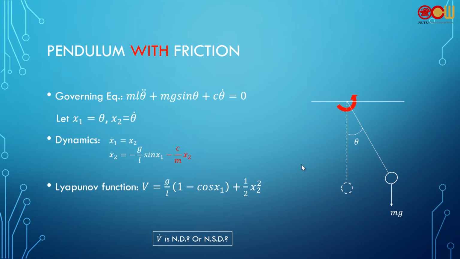And based on this dynamics, you can select any Lyapunov function you like, and we choose this one. After you substitute the dynamics into the time derivative of this Lyapunov function, we obtain this form, which is NSD, right? Because the x1 term is missing from V dot. But intuitively, because of friction, you can imagine that this pendulum will slow down, and as t goes to infinity, theta will go to 0. But based on this V dot, we cannot conclude that theta will converge to 0 because it's NSD.